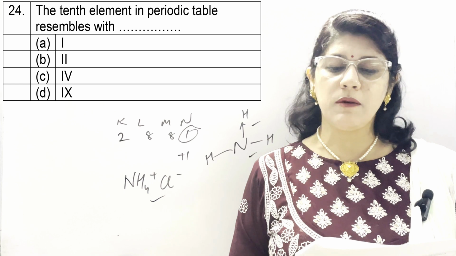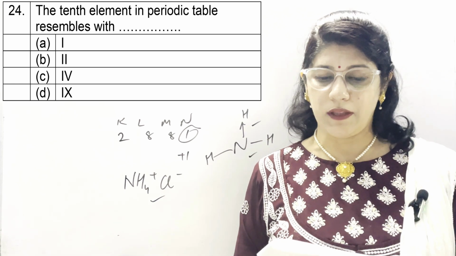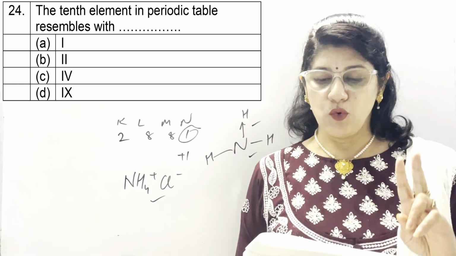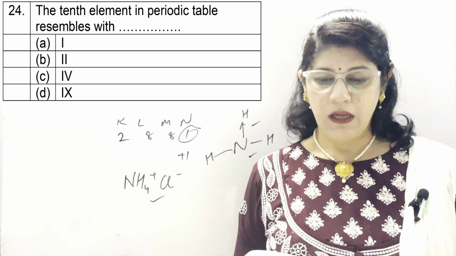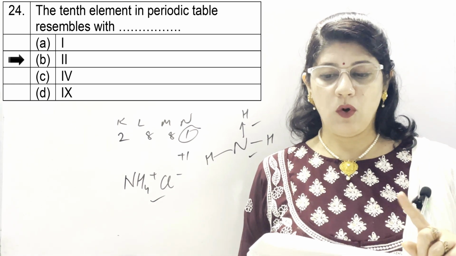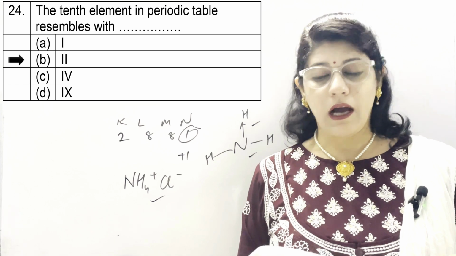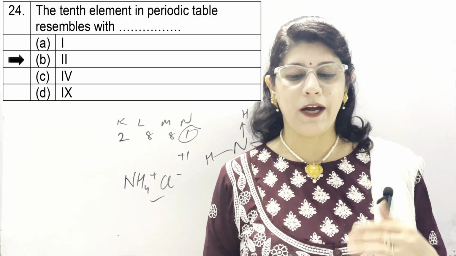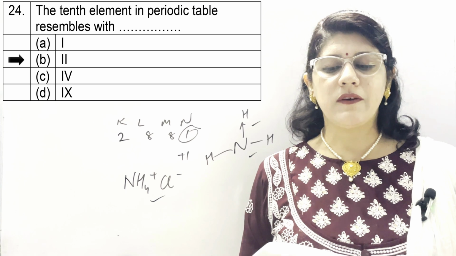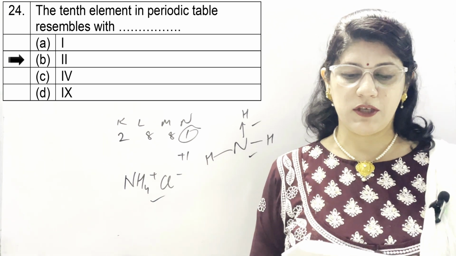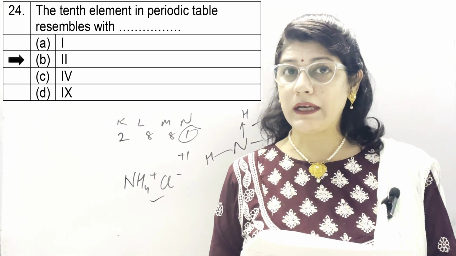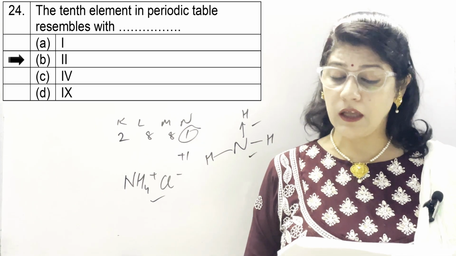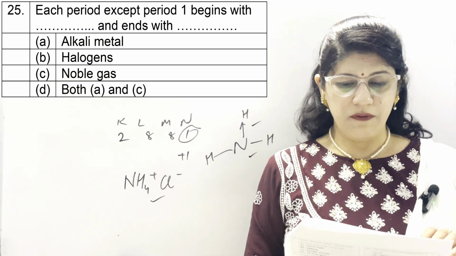Question number 24. The 10th element in the periodic table resembles with, options are 1, 2, 4 and 9. The correct answer is 2, because in the periodic table elements are arranged in increasing order of their atomic number. So the 10th element resembles the second element in the periodic table, because we know that the 10th is neon and the second is helium.